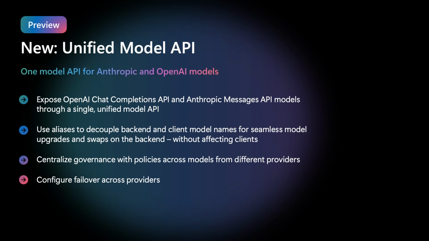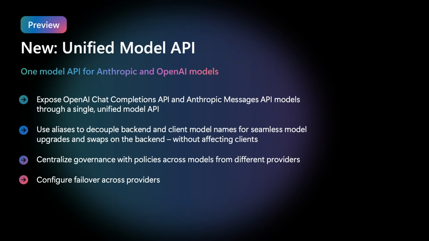You can also use aliases, a new functionality that's part of this feature, to decouple backend and client model names. For example, you can create an alias called GPT that will forward the request to the GPT 5.3 backend. But with time, you can swap this alias, for example, to upgrade your model to GPT 5.4, maybe swap it for another model provider like Anthropic without affecting any clients. So clients will be able to just use that alias while you have full control over what's actually the backend model behind the API management.